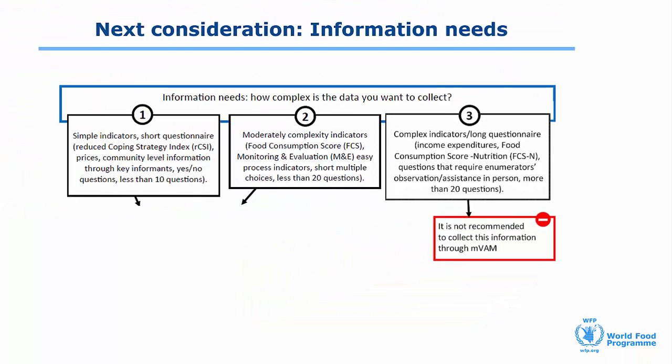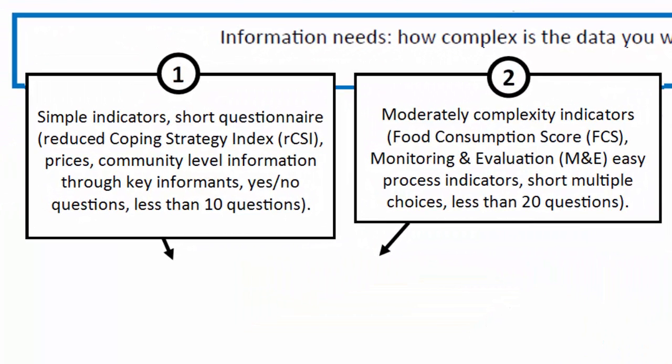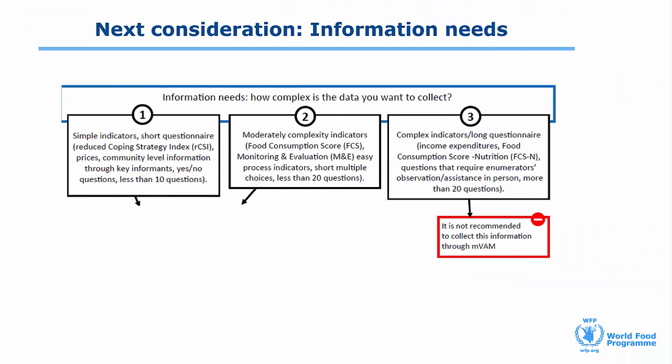responses. However, if you're looking to collect data on simple indicators, such as the Reduced Coping Strategies Index, commodity prices, community-level information through key informants, or simple yes and no questions, or slightly more complex indicators, such as the Standard Food Consumption Score and short multiple-choice questions, using fewer than 20 questions, then mVAM may work for you. If so, move on to the next consideration.